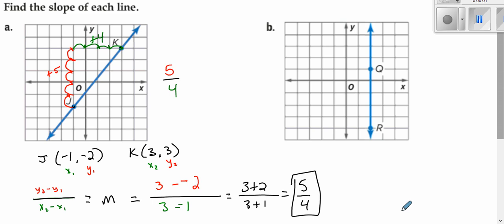Okay, for part 2, I'm just going to find the slope of some lines. We did this one in part 1, and now we're going to do this one in part 2. So this is the second example of finding slope. This is a vertical line. We're going to find slope.